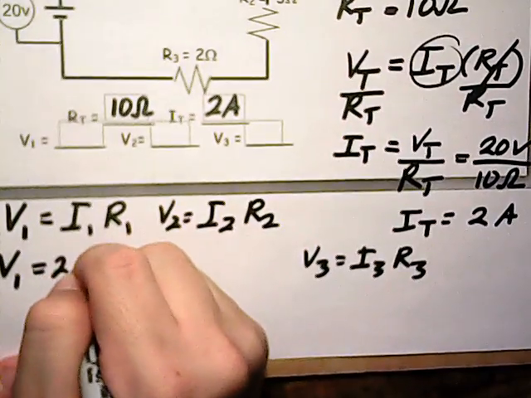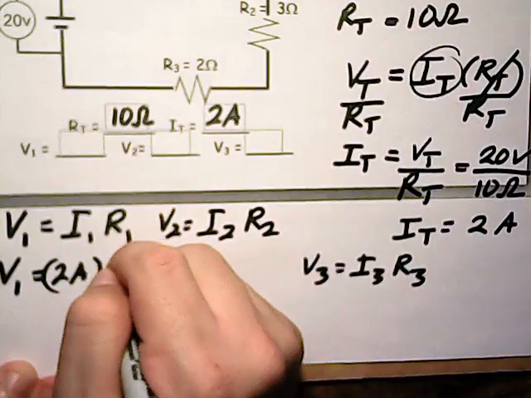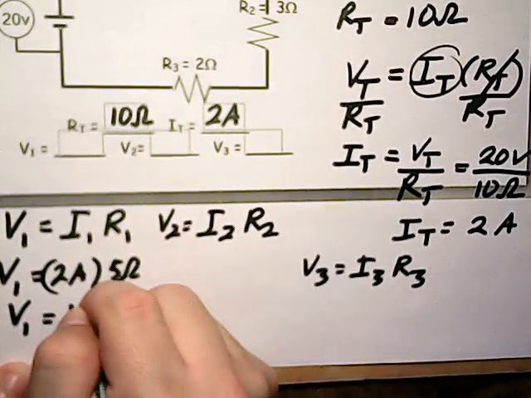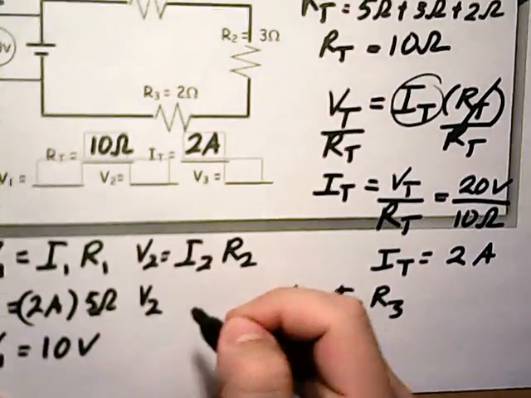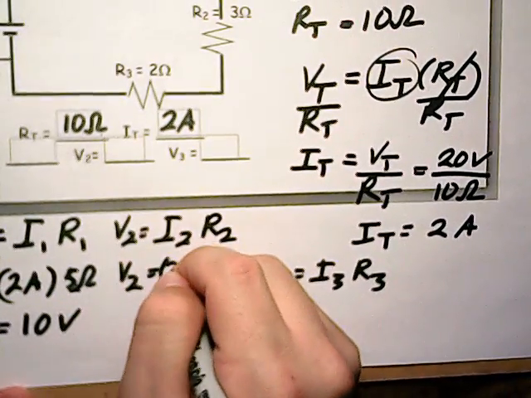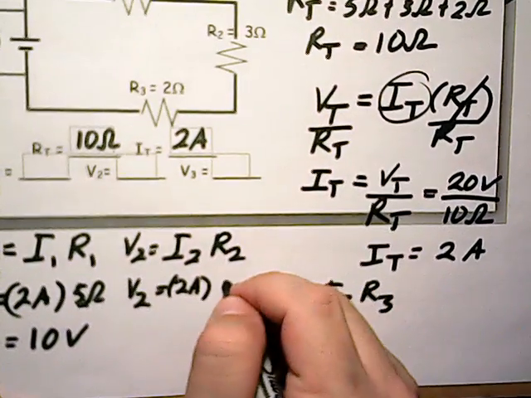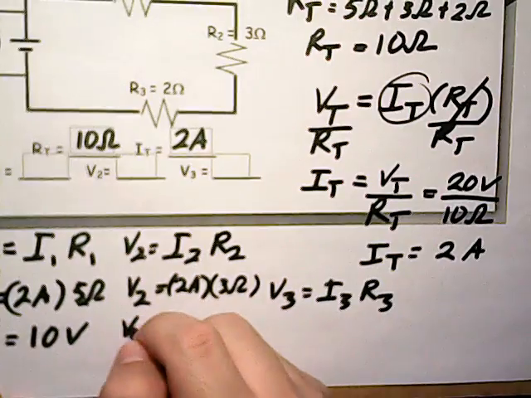So 2 amps times our resistance for 1, which is 5 ohms. So voltage 1 is 10 volts. For V2, our current is going to be the same as every other one. So 2 amps times the resistance here, which is 3 ohms. So 2 times 3 would give us 6.